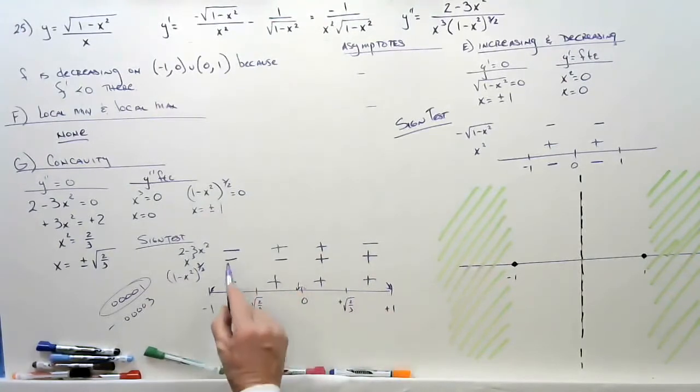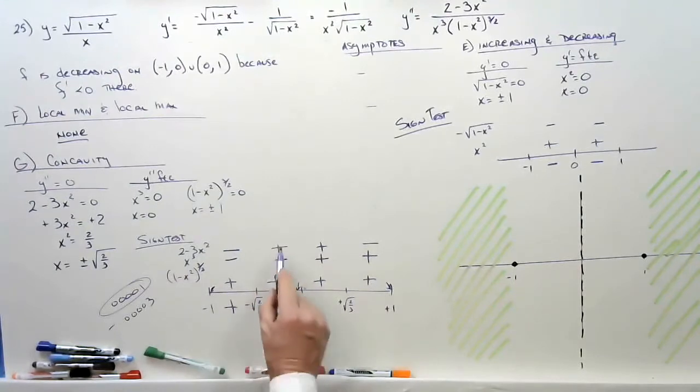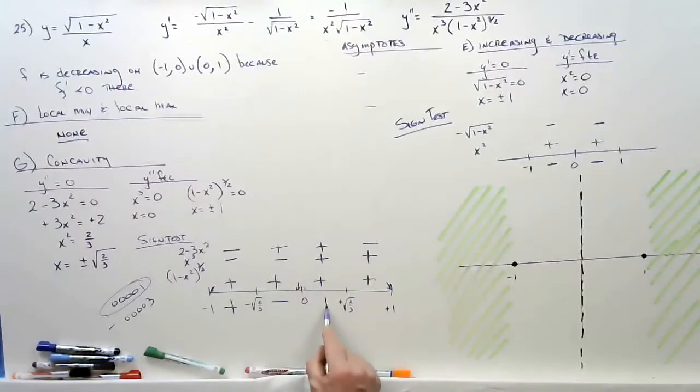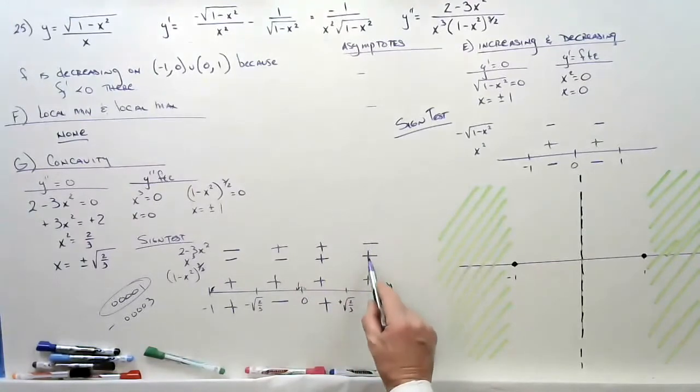So what do we get? We get negative, negative, positive, so we get plus there. Negative, positive, we get negative there. Positive, positive, positive, we get positive there. And here we get negative, positive, positive, we get negative here.